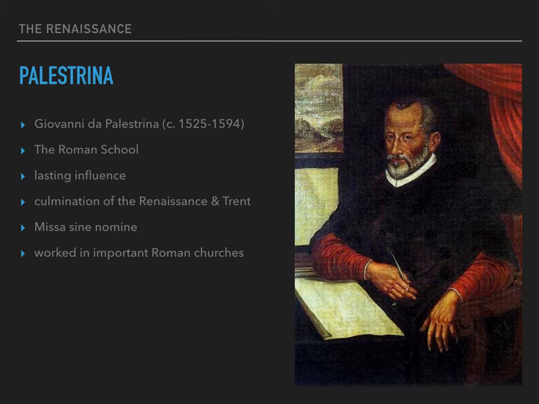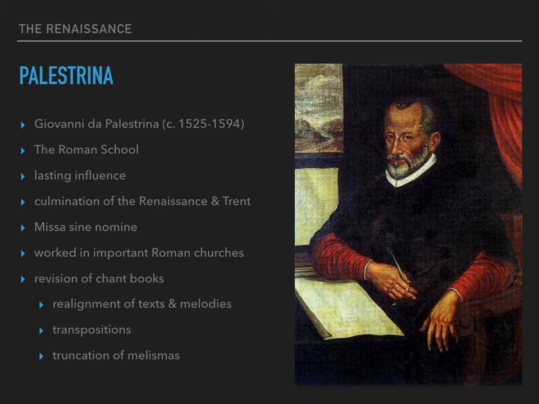As a part of the Council of Trent, he was commissioned to supervise the revision of the chant books. The Council Fathers wanted to make Gregorian chant more accessible to common people because it was more difficult with all of its melismas. And so that was one of his jobs. The way he did that was, working with others, to realign the texts and the melodies. And he also created transpositions to make the keys a little easier for people to sing. And he also took out many of those beautiful melismas. We talked about melismatic singing. So he took out some of those melismas to make, again, the Gregorian chant easier.